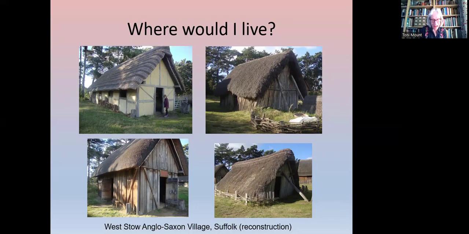Inside, your house would be sparsely furnished with a basic bed, bench, and a couple of stools. But there would be a central hearth with a cauldron hanging over it, suspended from the rafters, and this would make it cosy.